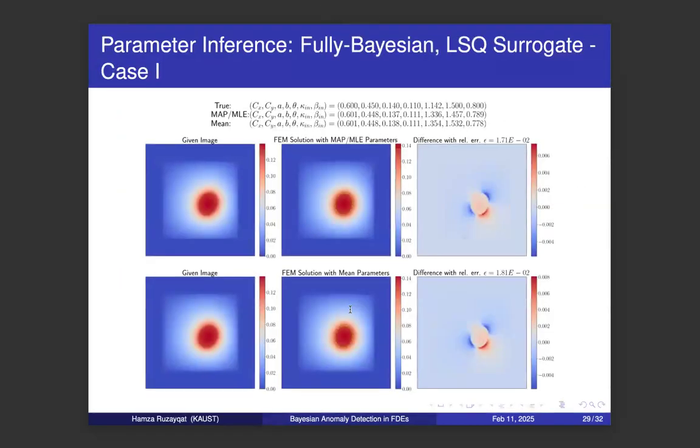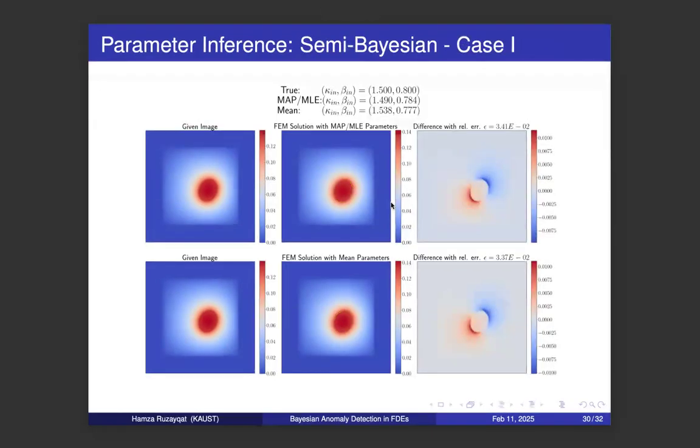And here are the results of case 1 in the fully Bayesian setting, so 7 parameters. Here's the given image, the true solution, and this is the learned one. If you look at the values, they are okay, except theta. Learning theta was difficult, and that's why you can see the shape is going to the left. It's not oriented as in the true image. But the relative error is very small, 10 to minus 2, which is okay.